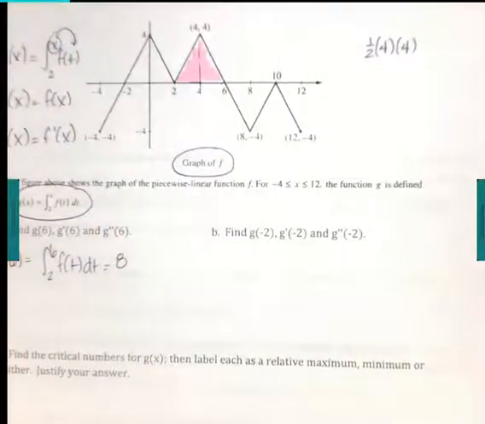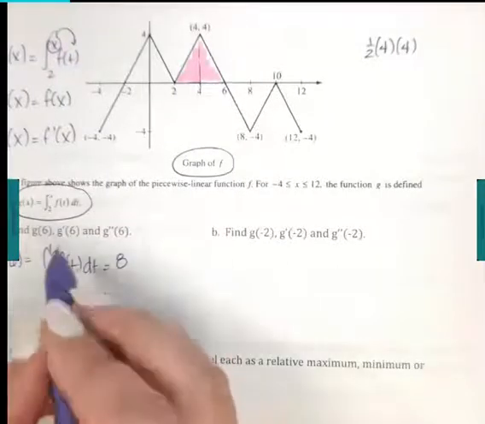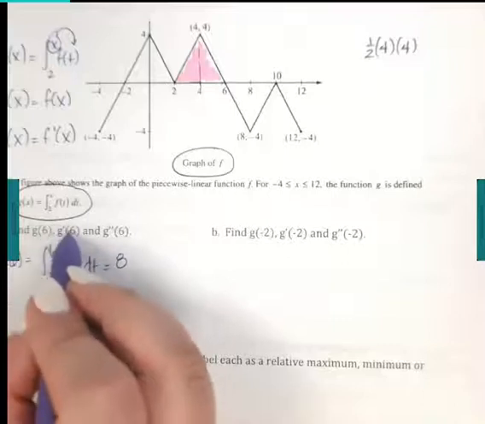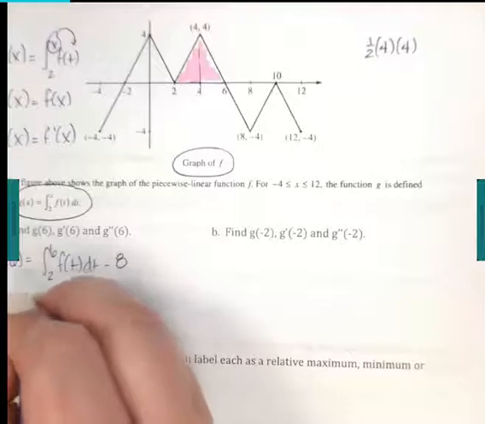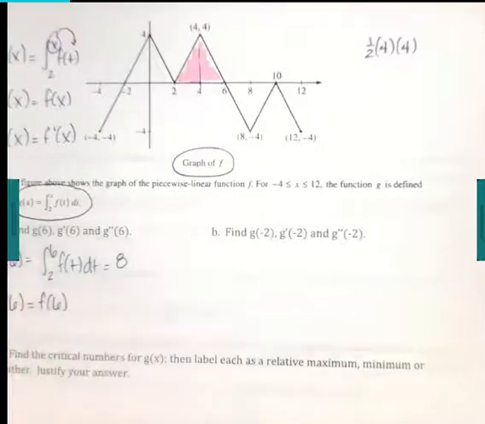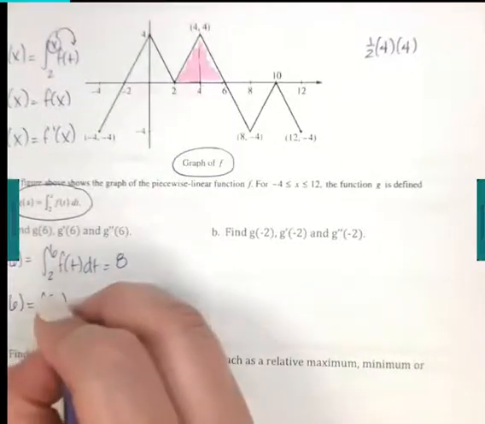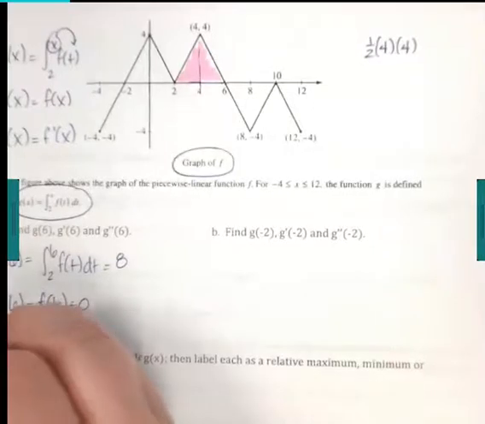Slope. Okay, and I would go up to the top of your paper, fill that out, and then you don't have to think about it again. So if I want g prime of 6, what am I really looking for? F of 6, which is the point. At 6, what's the point? 0.